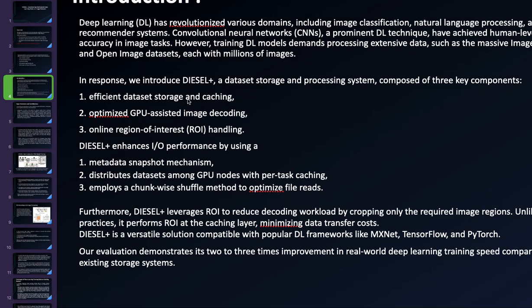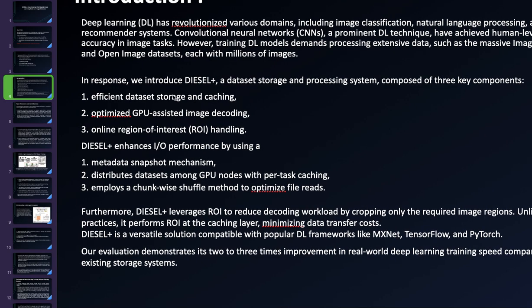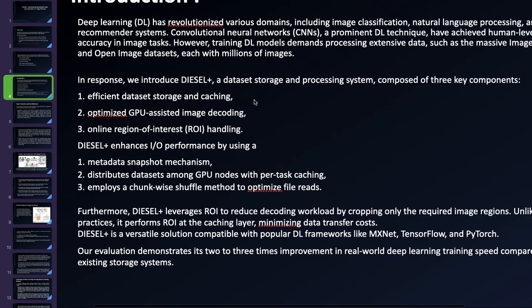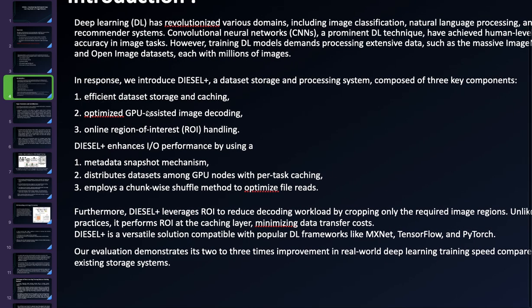In response, the paper introduces Diesel Plus, a dataset storage and processing system composed of three key components. First is efficient data storage and caching, making dataset storage and caching efficient. The second is optimized GPU-assisted image decoding, and the third is region of interest handling.